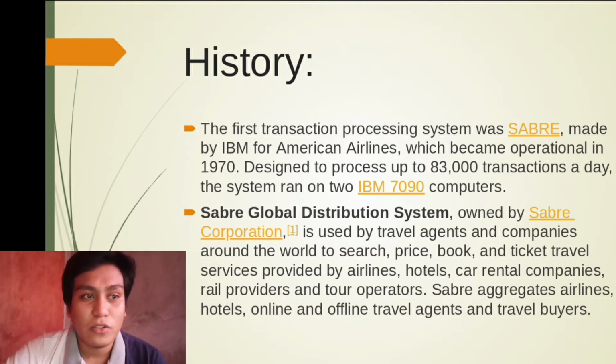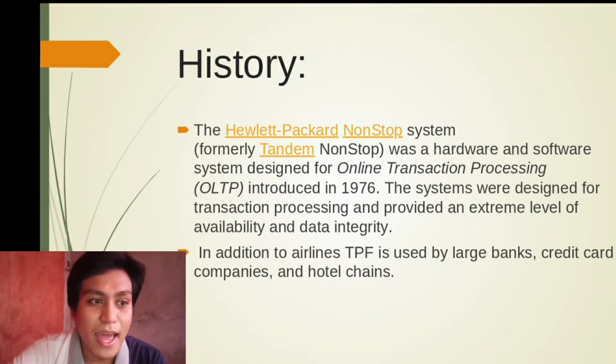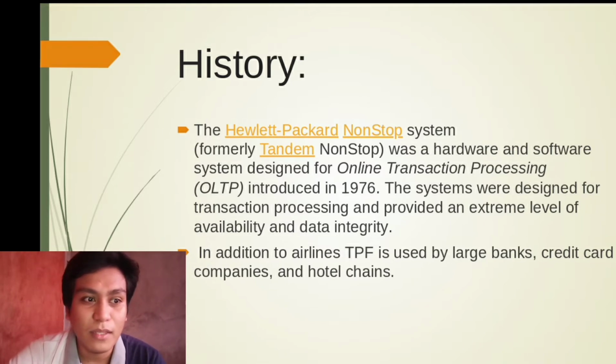The next history is the Hewlett-Packard NonStop system, a hardware and software system designed for online transaction processing, or OLTP, introduced in 1976. The system was designed for transaction processing and provided an extreme level of availability and data integrity. In addition to airlines, transaction processing is used by large banks, credit card companies, and hotel chains.